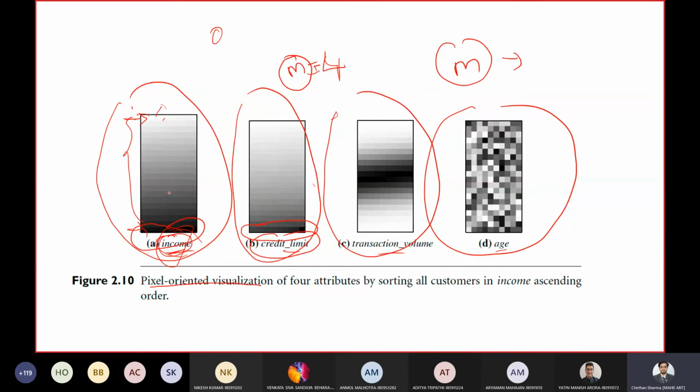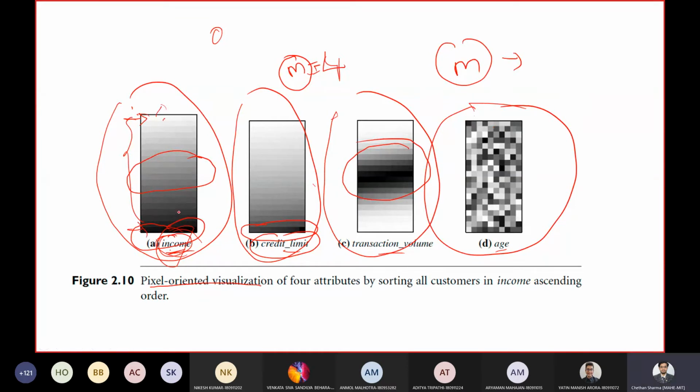And if you want to make an observation between income and transaction value, if the income is in the middle range, medium values have the largest amount of transaction volume taking place. So the median values will have more transaction volume. That is one observation you can make. But if you want to make an observation with respect to income and age, there is no correlation.